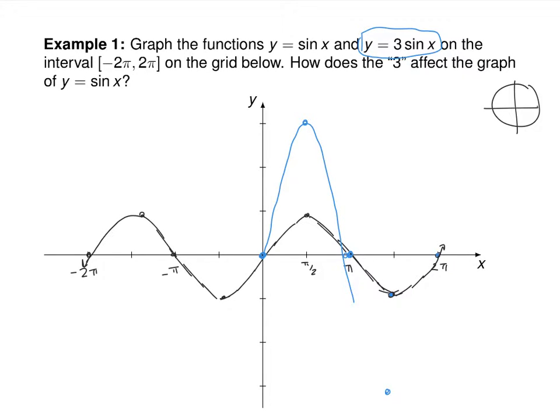I missed my dot. And do the same thing on the other side.